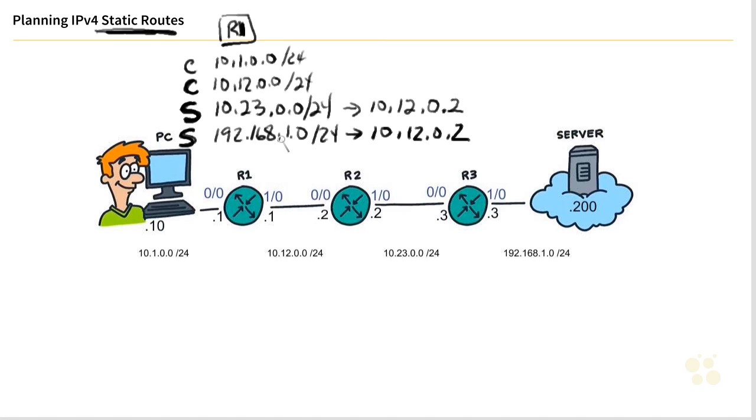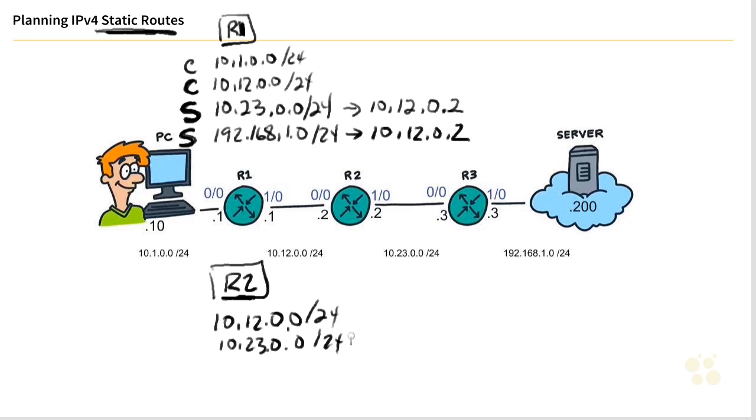All right, let's play the same game for R2. So for R2, R2 is directly connected to a couple of networks. And I'd like to ask you, what networks does R2, by default, know how to reach once it has its IP addresses on interfaces that are up? And you might say, well, Keith, based on this topology, I get it. It's 10.12 and also 10.23 because it's directly connected to both of those. And you would be absolutely right.